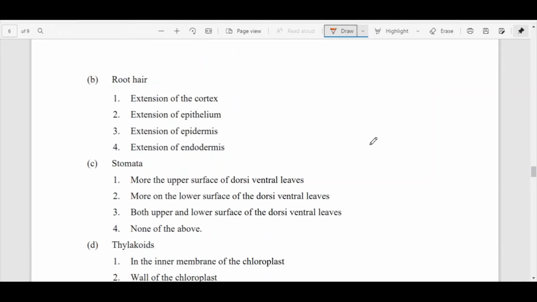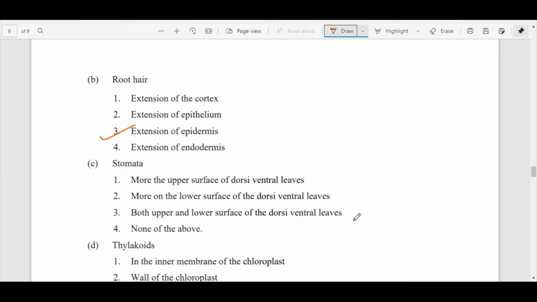So the next question is question number B, root hair. Options are extension of the cortex, extension of epithelium, extension of epidermis, or option number 4, extension of endodermis. So the right answer here is option number 3, that is epidermis.